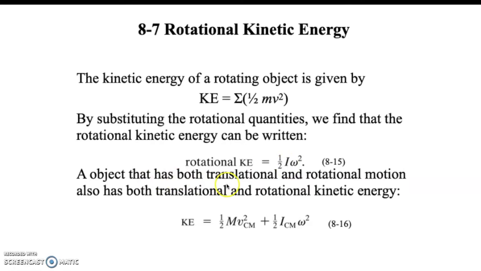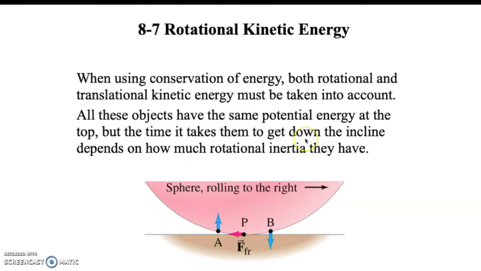An object that has both translational and rotational motion also has both translational and rotational kinetic energy. So then we have to apply both, translational and rotational, and just add them together, and that tells you total kinetic energy. So we're just going to take things and mix them, put different things together to get this. So when using conservation of energy, both rotational and translational kinetic energy must be taken into account.